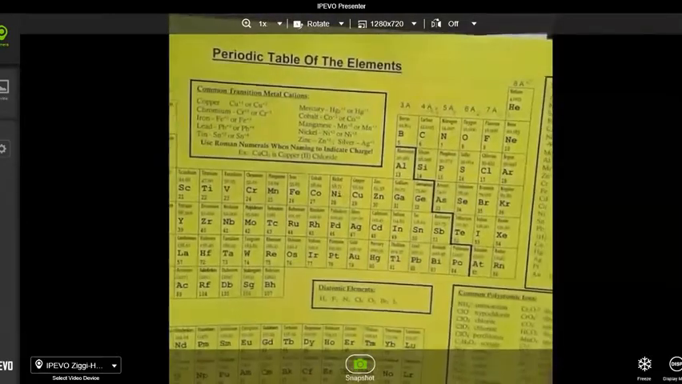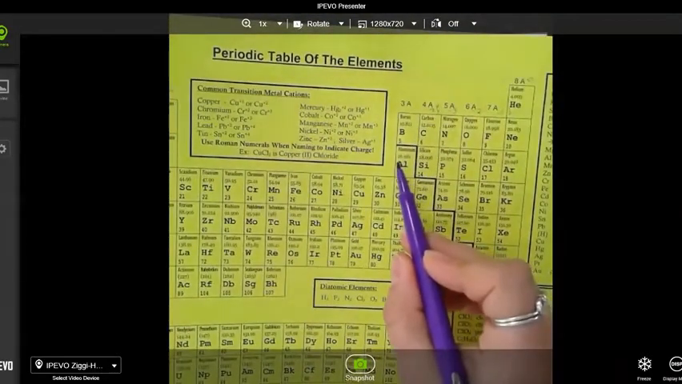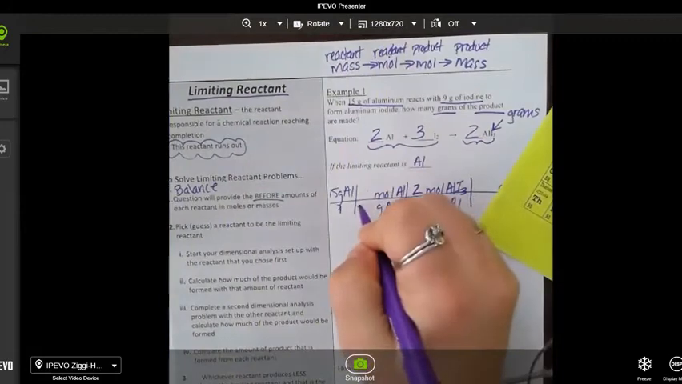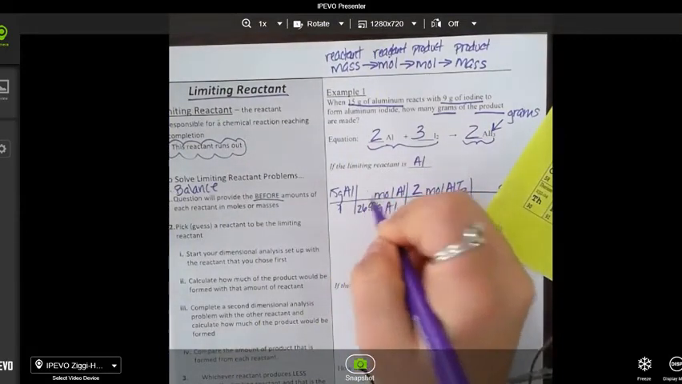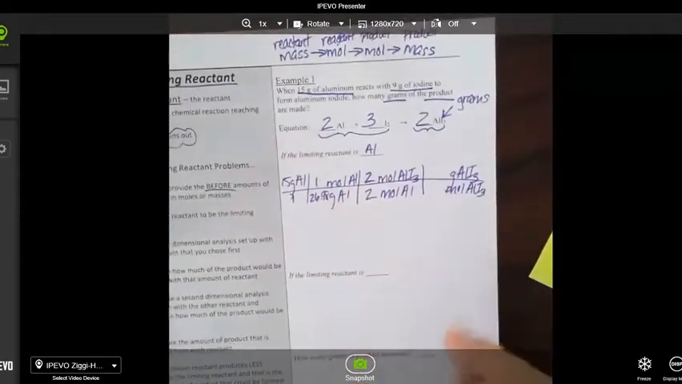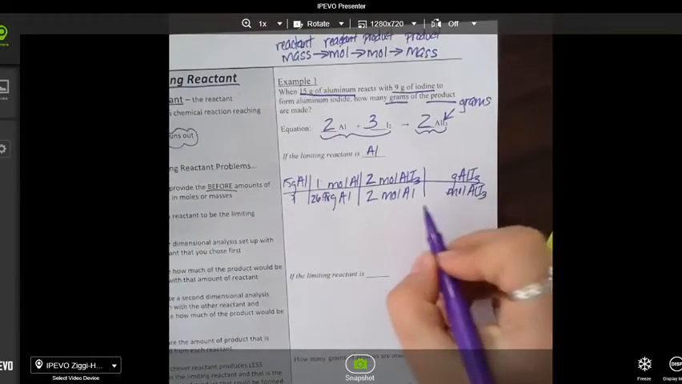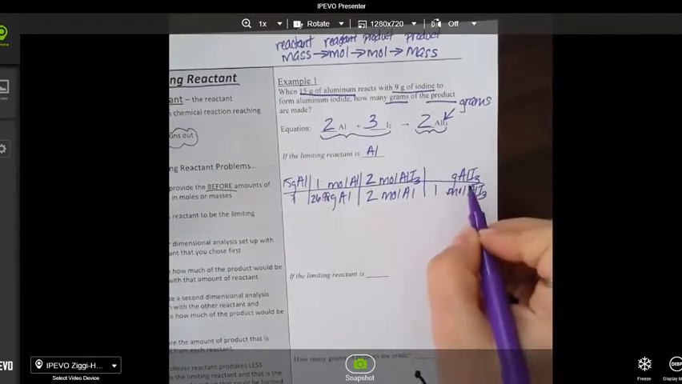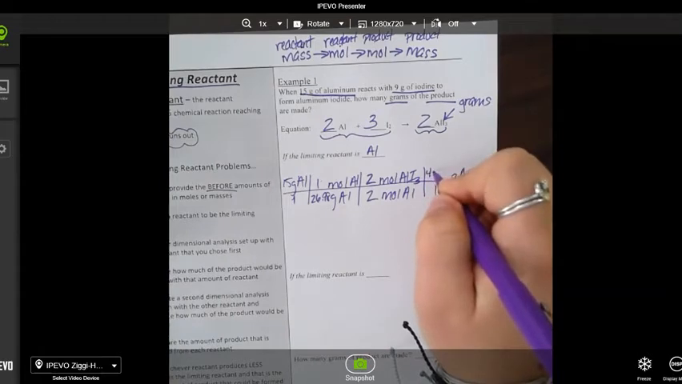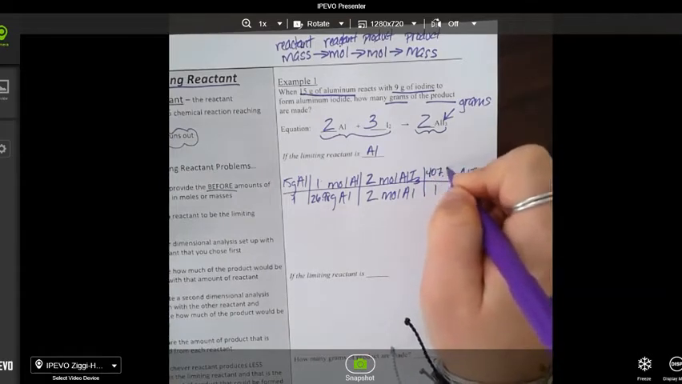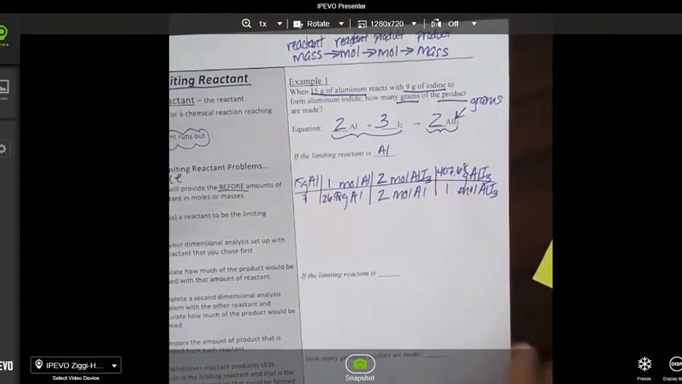And then whenever I have moles over mass, this comes from my periodic table. So if I take a look at my periodic table here, aluminum is 26.98 grams for every 1 mole. And then aluminum iodide, if you do the molar mass, for every 1 mole of AlI3, you get a molar mass of 407.68 grams of AlI3.